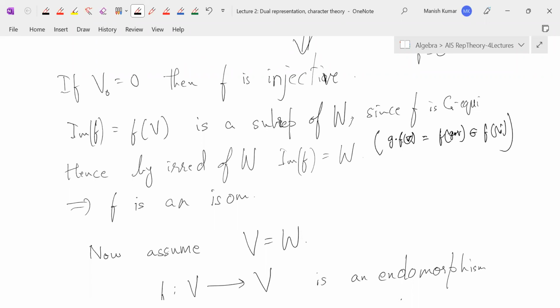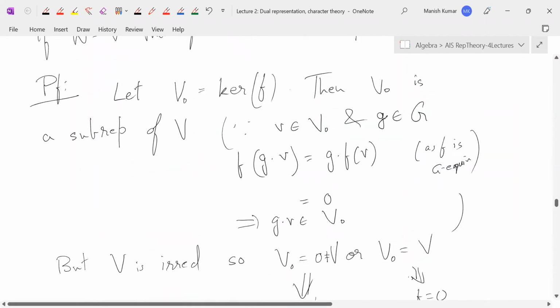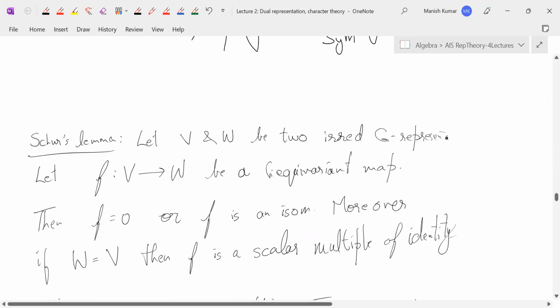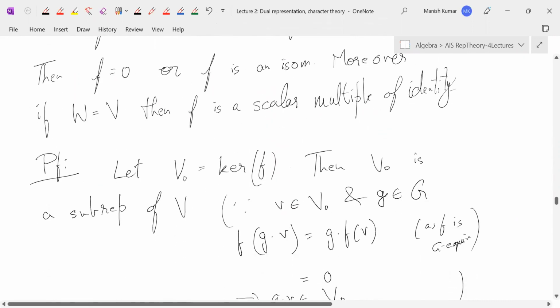But since W is irreducible and F is injective, the image of F is a non-zero subspace, so it must be the whole of W. So that tells you that the image of F is the whole of W, and hence F is not just injective, it's surjective as well. So F is an isomorphism. So that proves the first case: if F is a G equivariant map between two irreducible representations, then it must be either zero or an isomorphism.